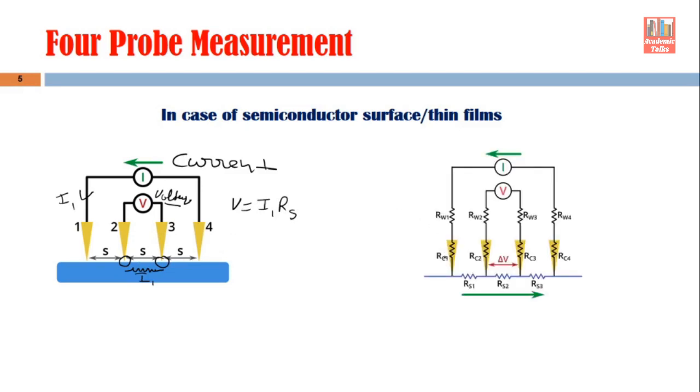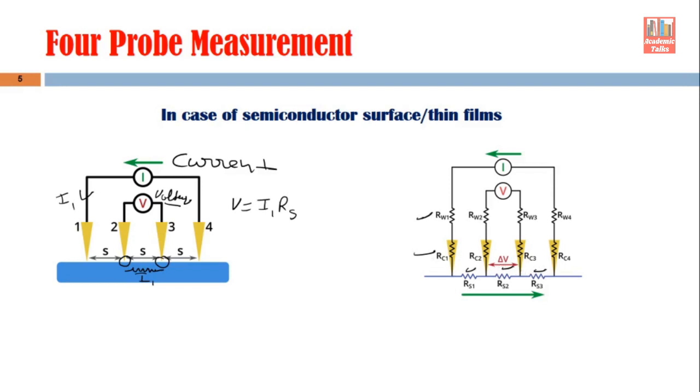This is the true representation of the same 4 probe arrangement. The contacts are indicated with the help of resistive components. The resistance offered by wires is also represented by the resistance values here. These are contact resistance, and these components are the semiconductor resistances, which is coming between the probes.